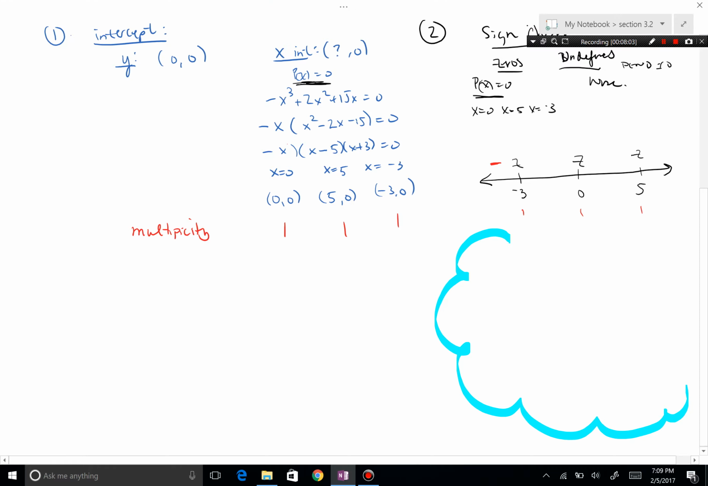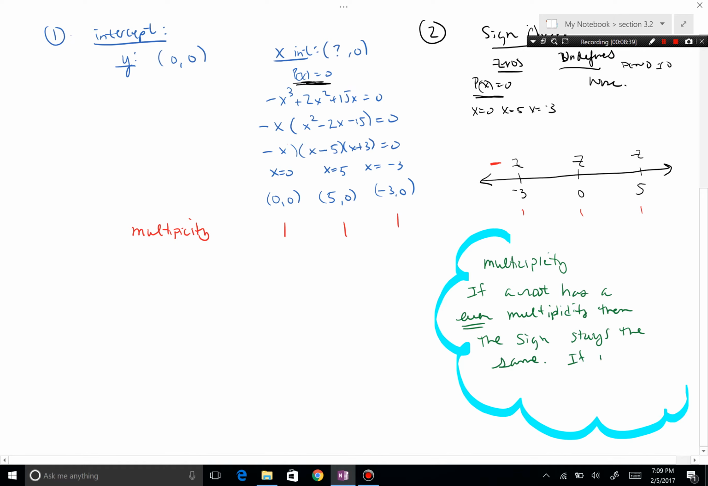The key is this: for multiplicities, if a root has an even multiplicity, even meaning 2, 4, 6, 8, 10, then the sign stays the same. If it is odd, the sign alternates.